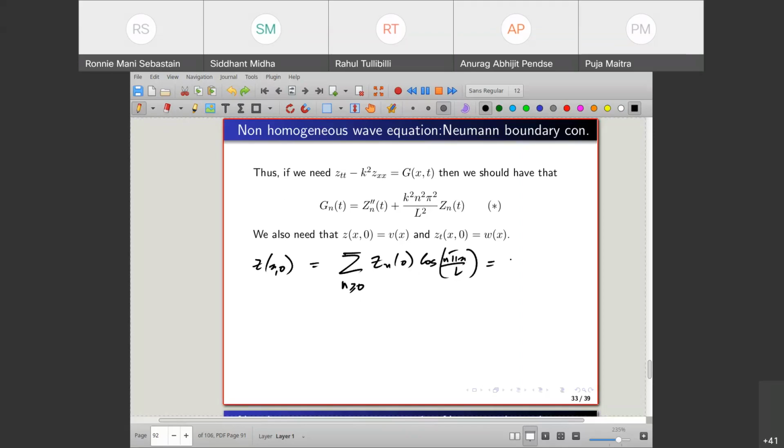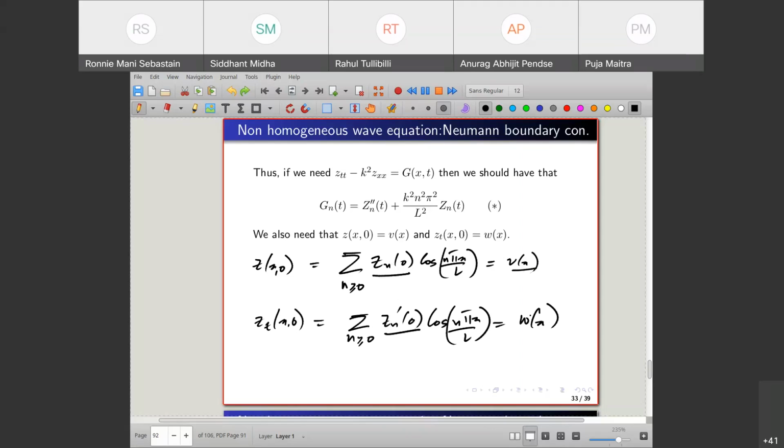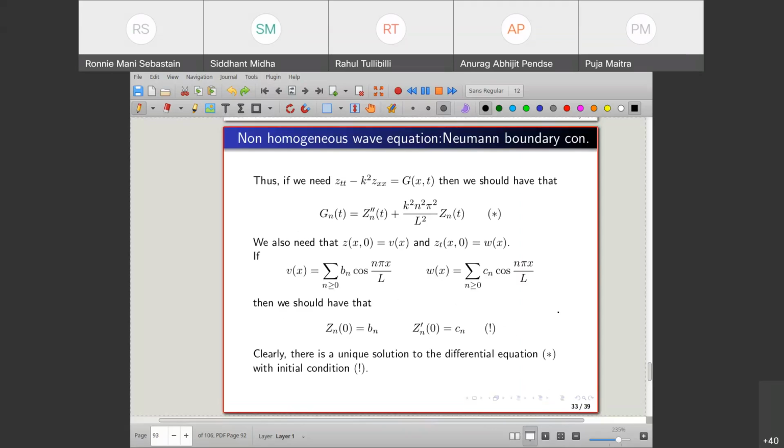Right, and we want this to be the Fourier cosine series for v of x. And similarly, when we look at z_t(x,0), this is going to be the summation n greater than or equal to 0 of z_n'(0) cos n pi x by L. Right, and we want this to be the Fourier cosine series for w of x. So that will give us the values of these in terms of the Fourier coefficients of v of x and w of x, which is exactly what I've written over here. And then this differential equation with these initial conditions has a unique solution, which is the solution that we are looking for.